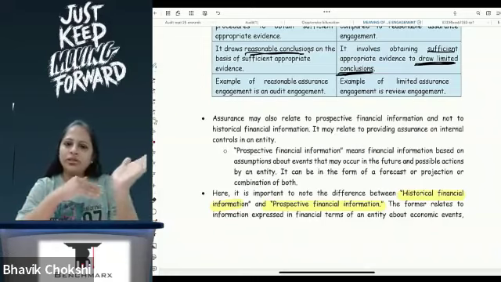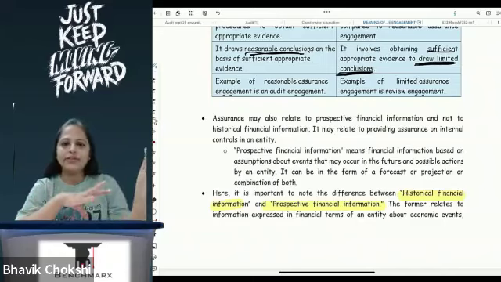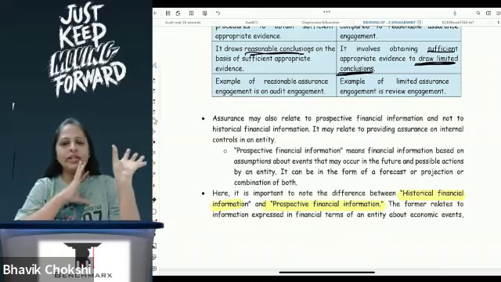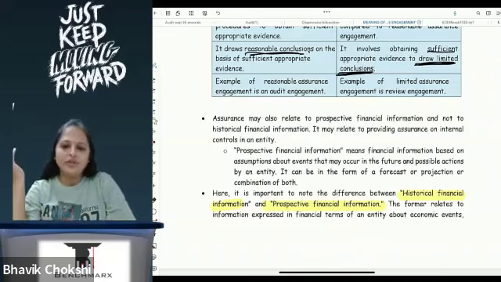Because the year has already gone by, everything that should have happened has happened. I have the sales number, I have the profit, I have the stock, trade receivables, everything that has happened. So that is my historical financial information. Then you have your prospective financial information.